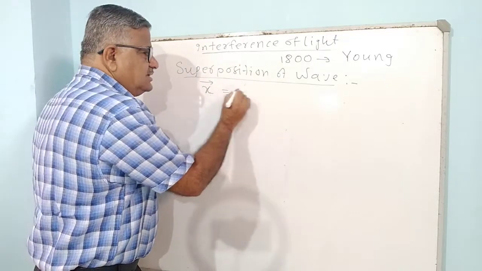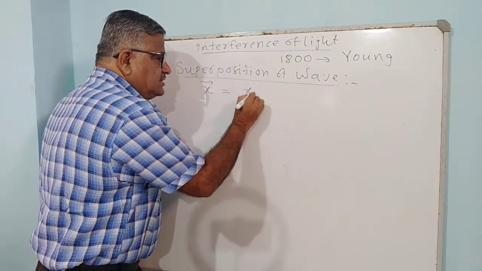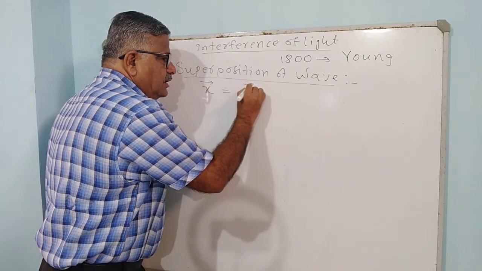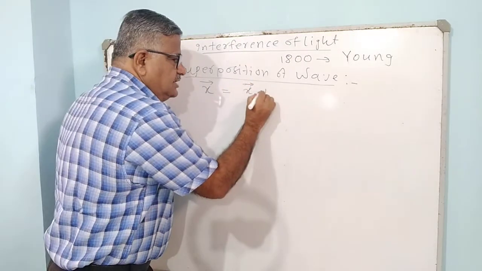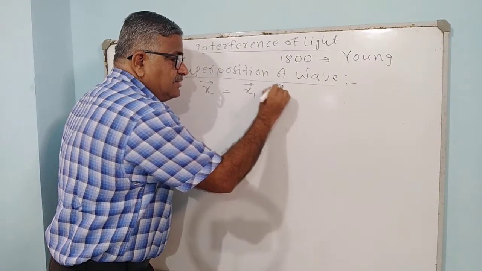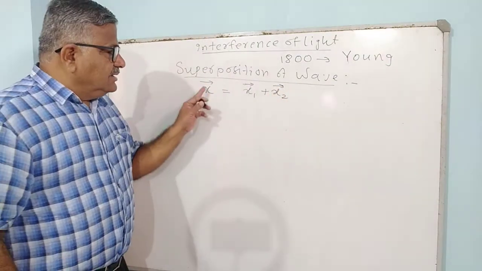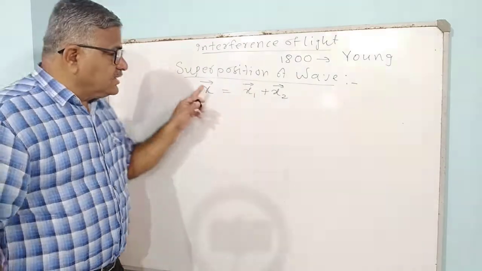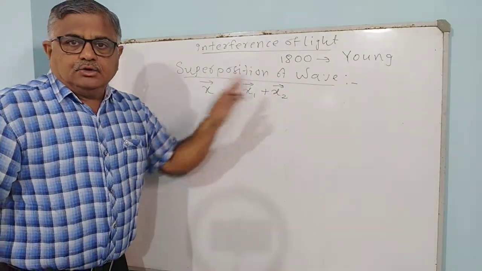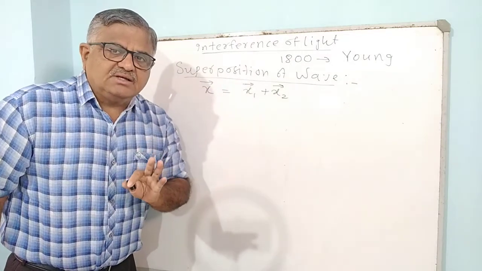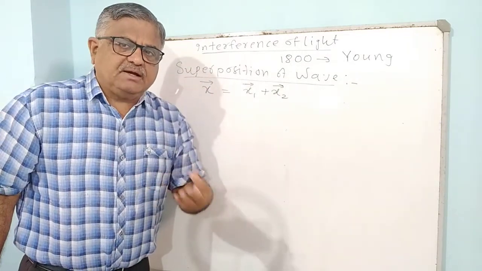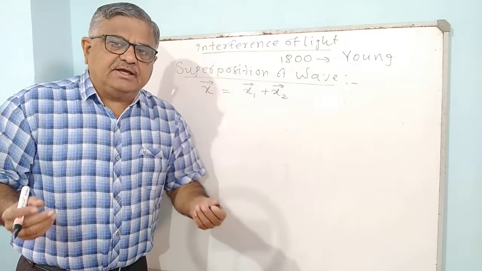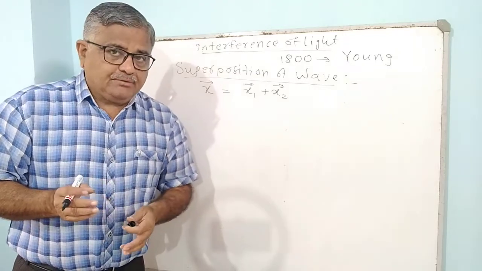If x is the resultant displacement, x1 is the displacement at a certain point due to the first wave and x2 is the displacement due to the second wave coming simultaneously at that point, then the resultant displacement is given by x = x1 + x2. Of course, note carefully that it is a vector sum. You know the rules of vector sum. In vector sum, 5 plus 3 not always becomes 8. It can be anything between 2 and 8, magnitude we are taking.